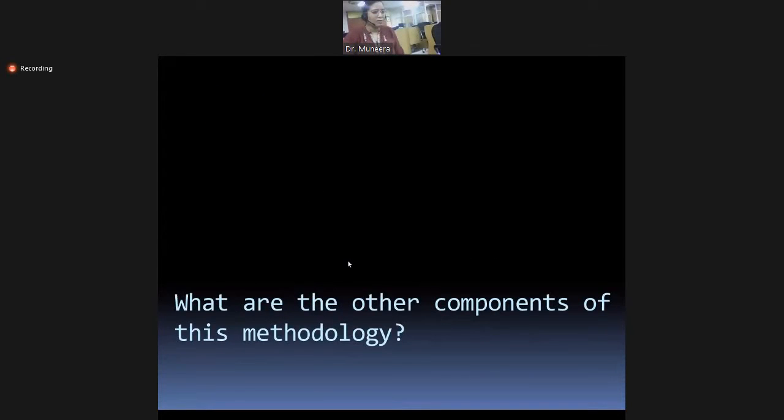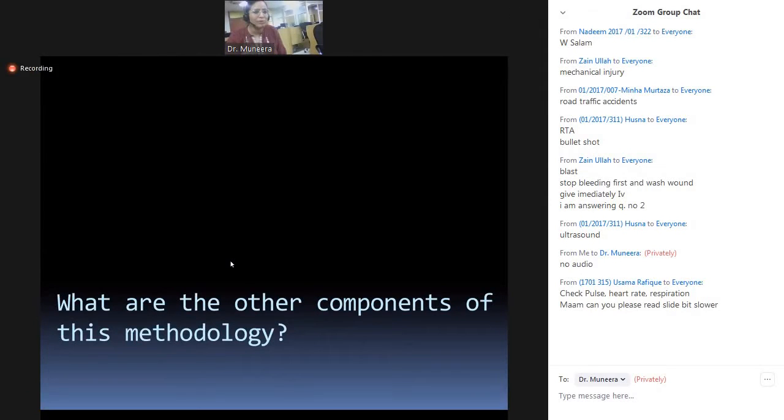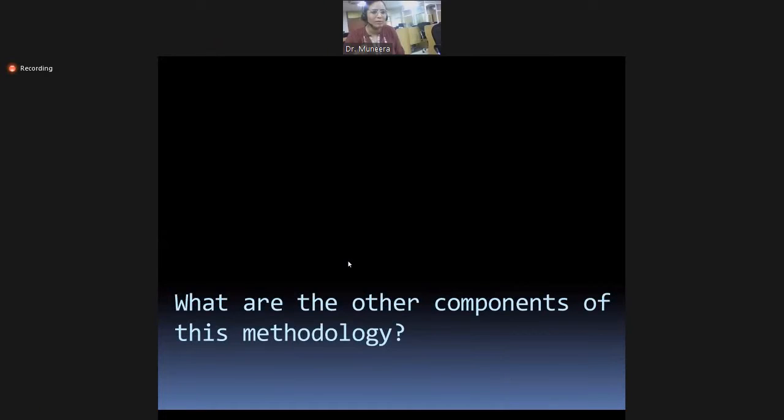So what are the other components of this methodology? ATLS is a methodology of assessing trauma patients, we know, but one component is the primary survey, ABCDE, but there are other components which are incorporated into this system. I want you guys to answer these questions. I do not want exact bookish answers, but anything that comes to your mind, what other component can be incorporated with this methodology along with the ABCDE. Please write in your chat boxes.